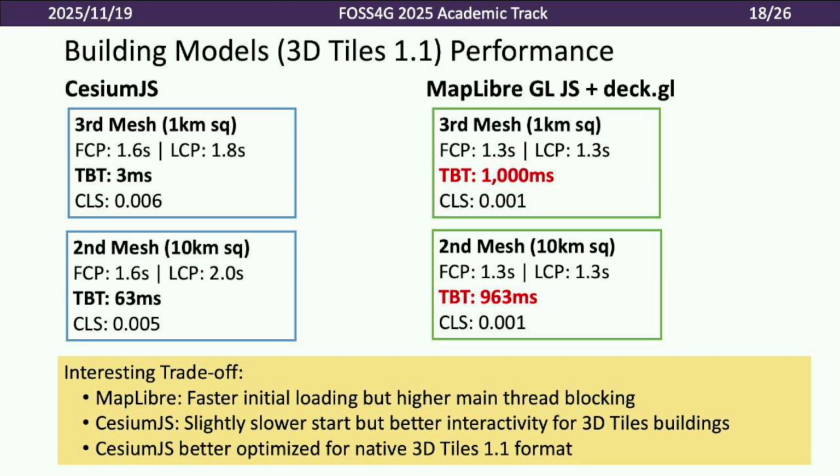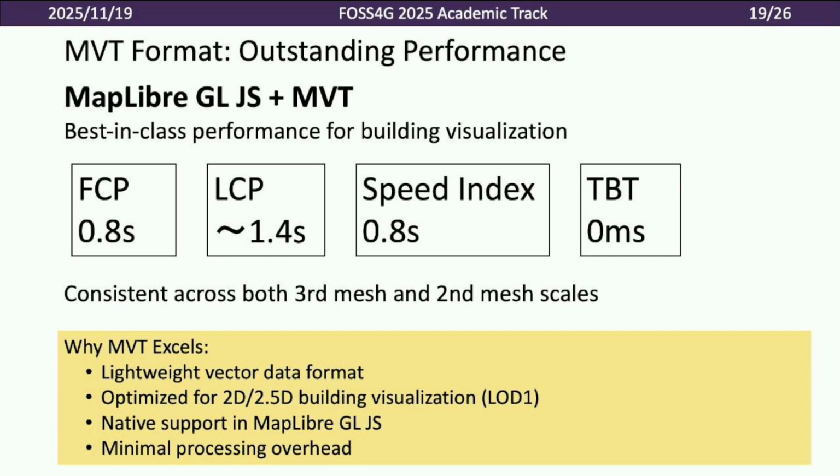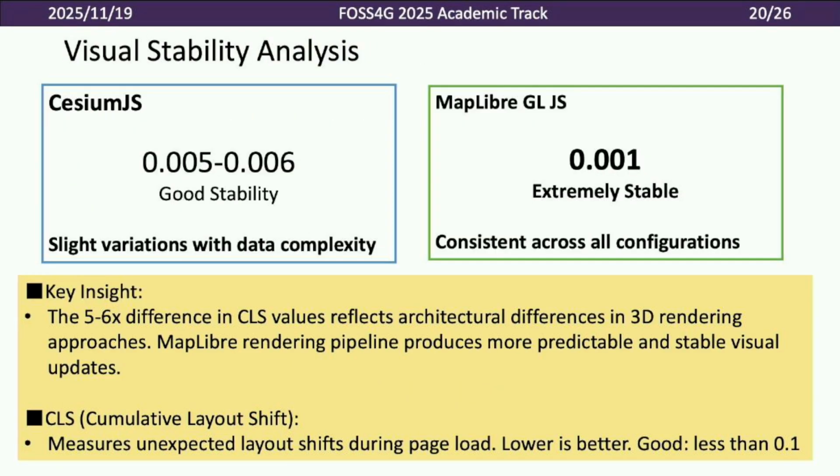Building models also show this result. The 3D models perform worse than MapLibre GL JS with deck.gl. And the MapLibre GL JS MVT performance is this one. The speed index is very good quality.